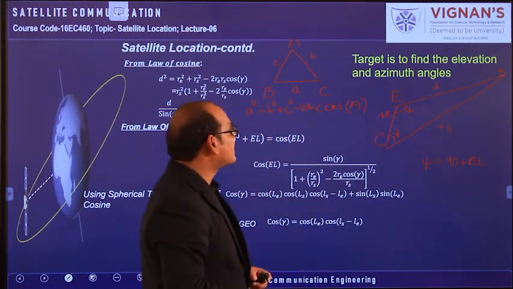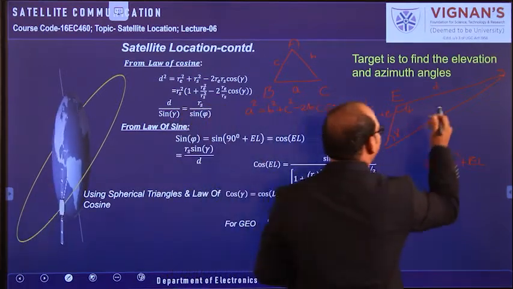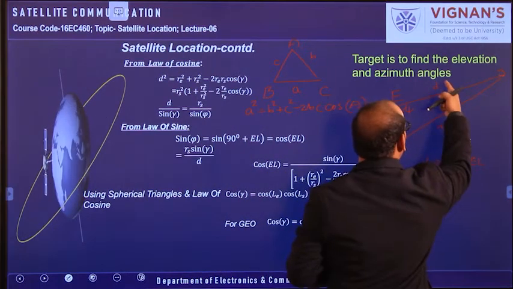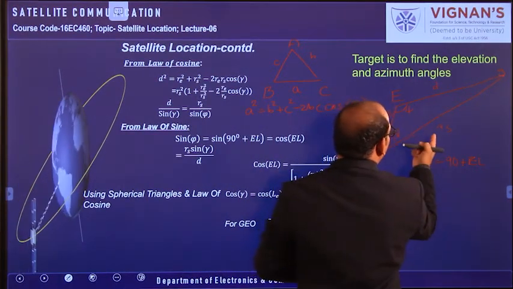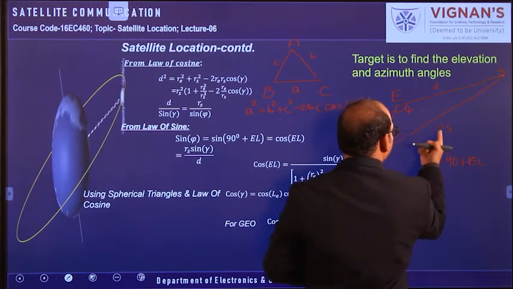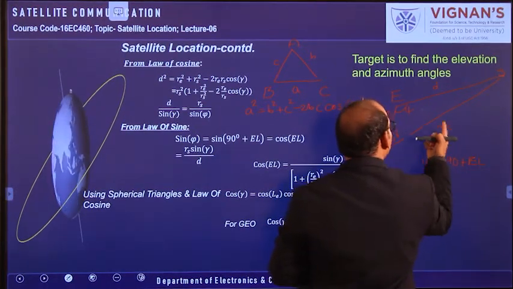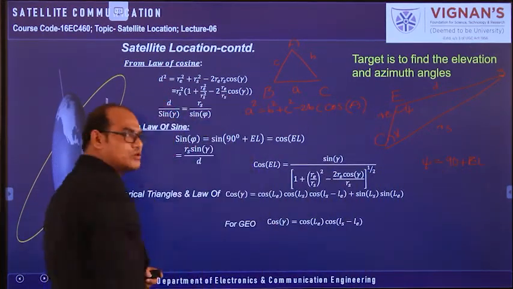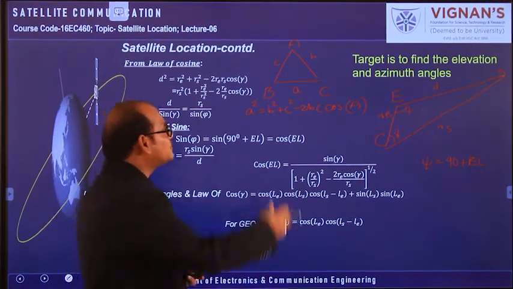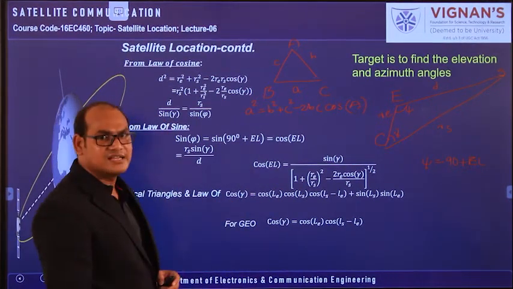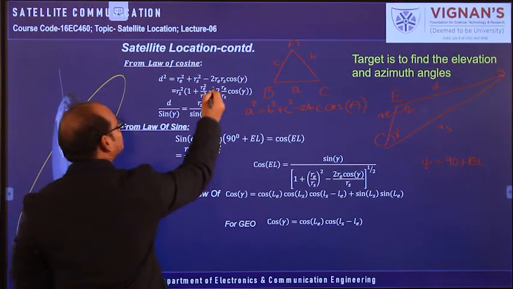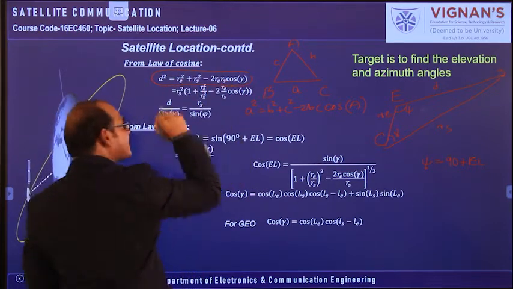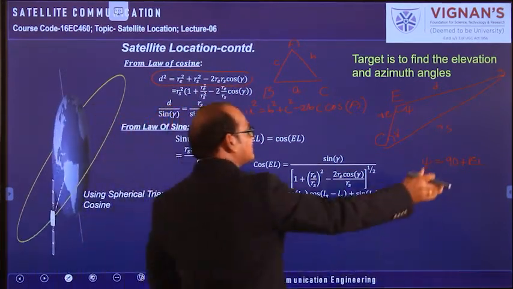So this is the triangle we are considering, and from this triangle I am writing the equation for D square using the law of cosine. D square is equal to the sum of the squares of the remaining two sides, that is RE square plus RS square, minus 2 RE RS cos of the angle opposite to D, which is gamma. So we get this equation by applying the law of cosine to this triangle: D square is equal to RE square plus RS square minus 2 RE RS cos gamma.